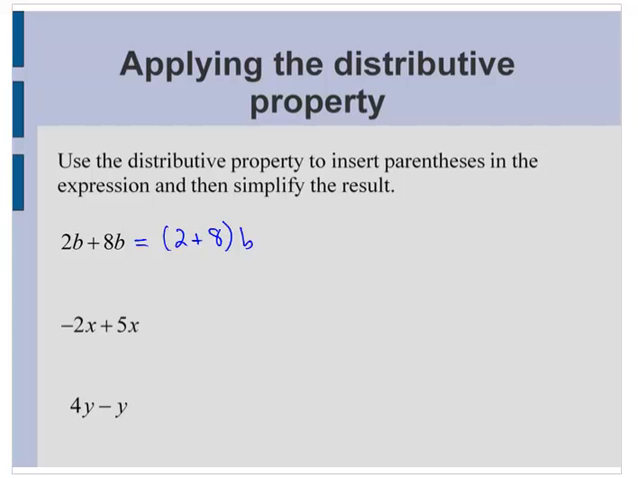If you think about the first example on the previous slide, that's pretty much what we had. But now 2 plus 8, I can simplify that. 2 plus 8 is 10. So I have 10 times b, or more simply, 10b. Now would be a good time to pause and use a similar process on these next two examples.